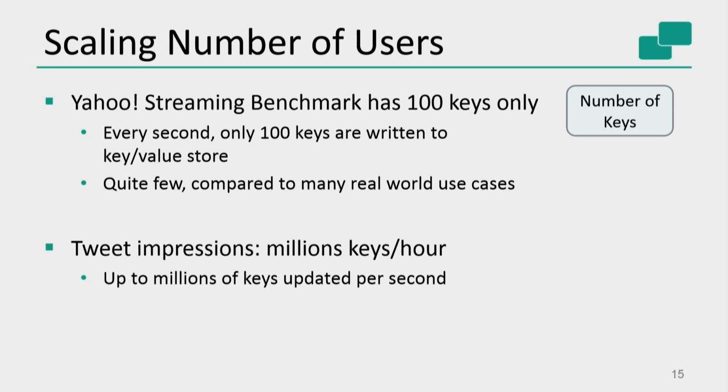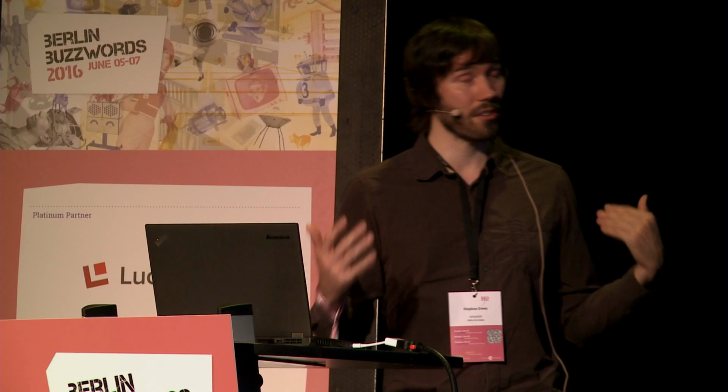On the other hand, it doesn't reflect a lot of real-world use cases. 100 aggregates are definitely on the lower end of what people usually have. Going back to our motivating example, if we want to count impressions over tweets, then the number of keys within this hourly window is large. Concretely, in the example we did on tweet impressions, it was 500 million keys per hour, which means that every second multiple hundred thousand up to a million keys are updated.